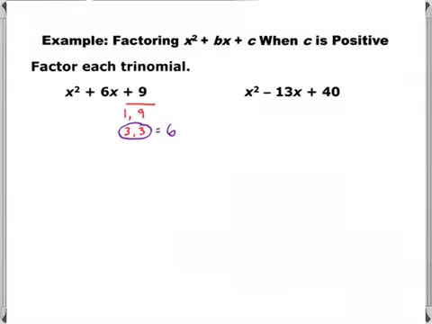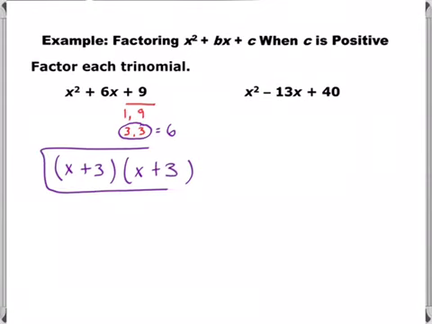So these are our two factors, and to create our two binomials, we put an x in one parentheses and an x in the other, and then we input our two factors. We put plus 3 here and plus 3 here. So these two binomials, when FOILed, create this trinomial here. All right, so let's do the same thing in the next example.